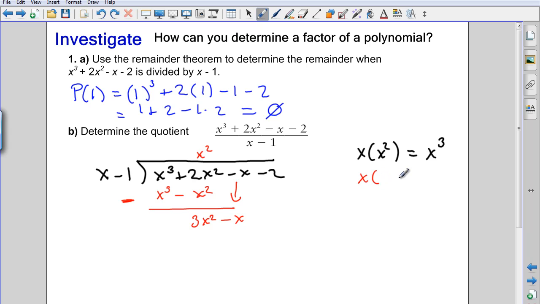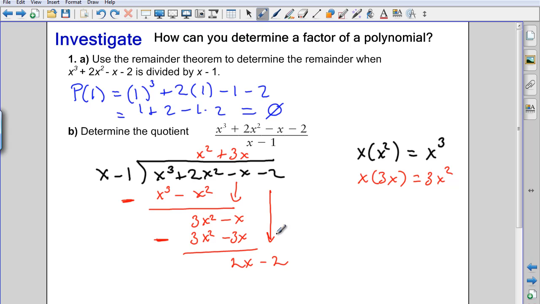Once again, what is the term that we need to multiply x by to rid ourselves of 3x squared? This time it's 3x. And we distribute that through, and once again subtract. First term disappears, which is what we want. Negative x subtract a negative 3x is really plus 3x, so we have 2x. Subtract 2, the last term we brought down.